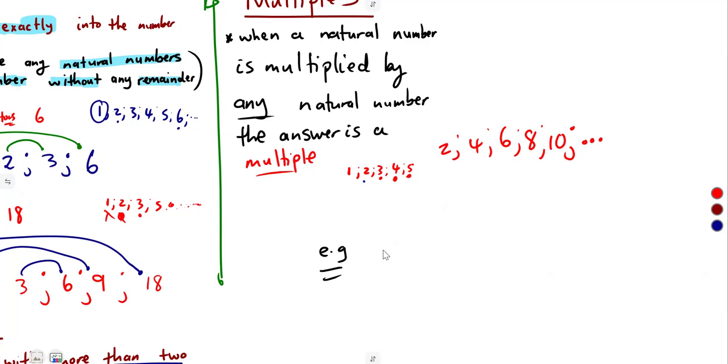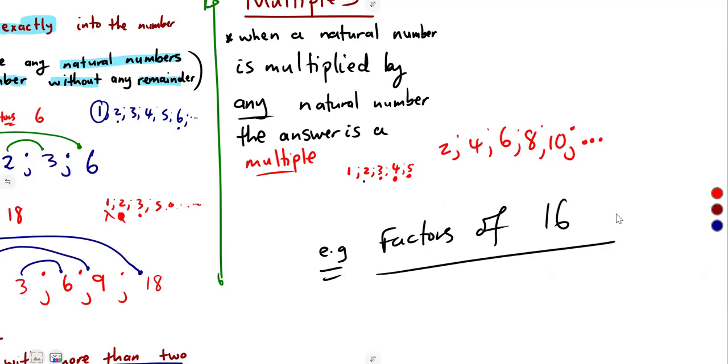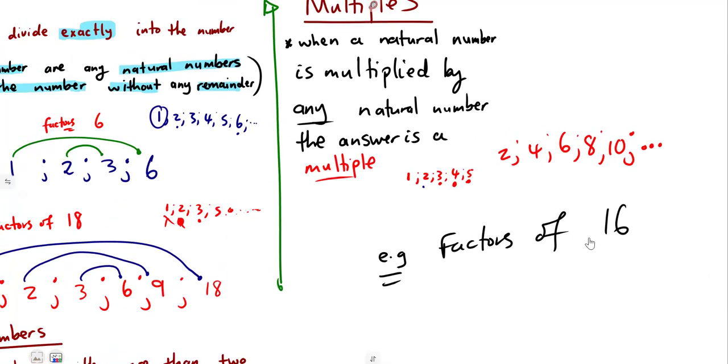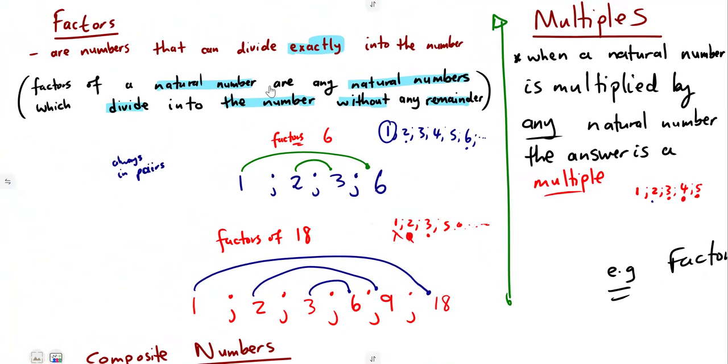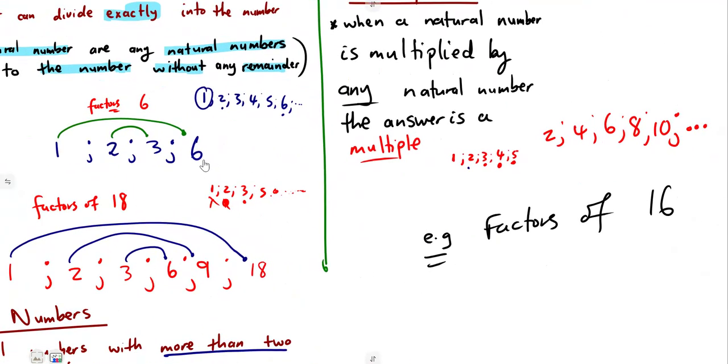The first one, you might be asked to list factors of 16. So I want you to try this. After trying, remember I said factors are supposed to be in pairs. Factors are natural numbers which divide into the given number without any remainder.